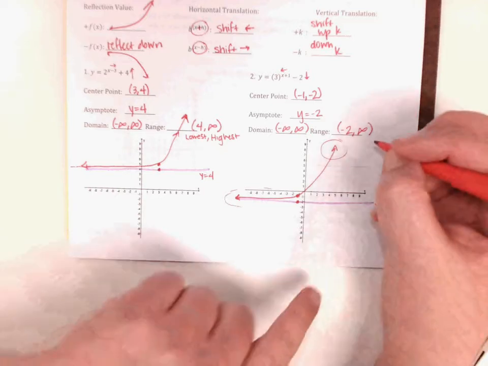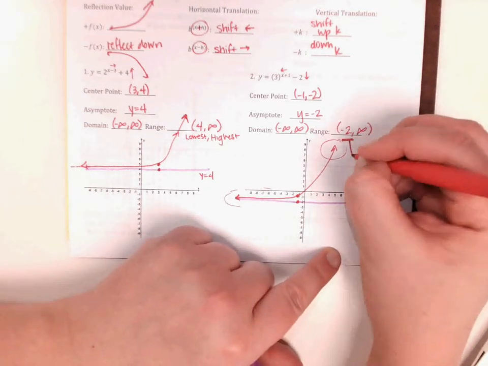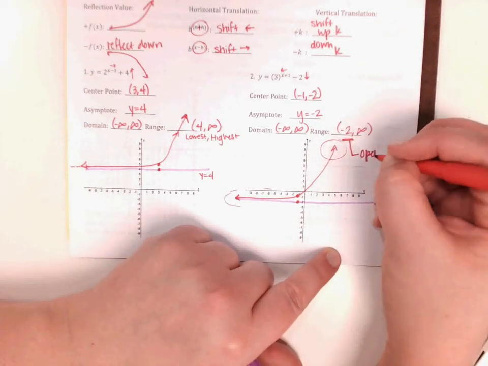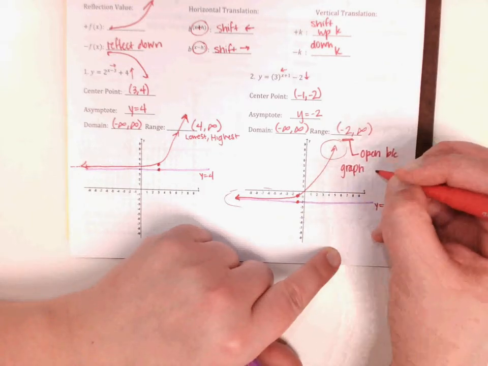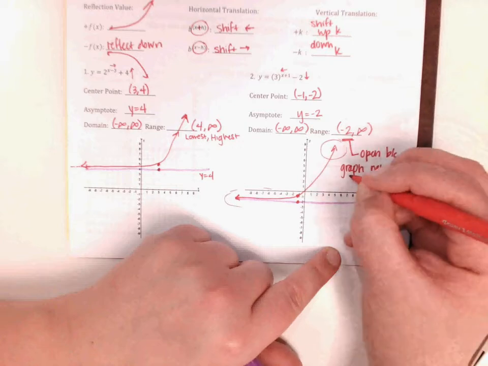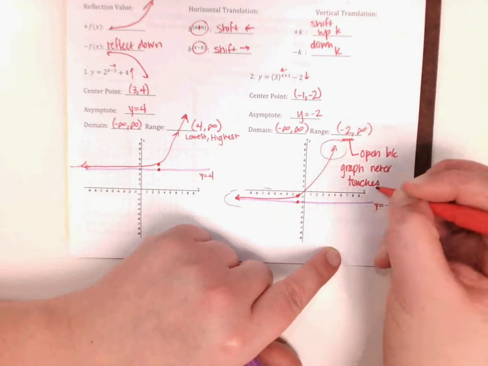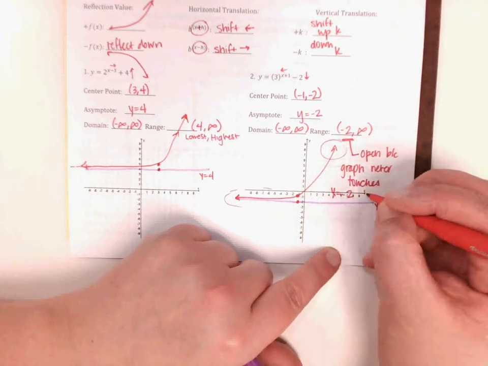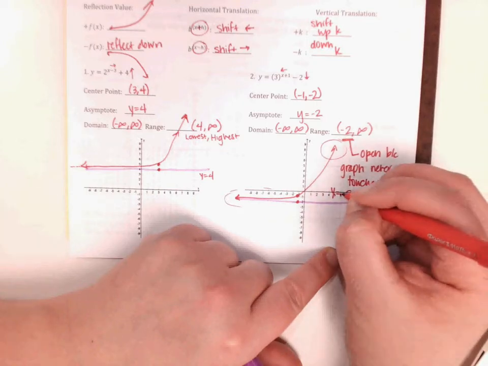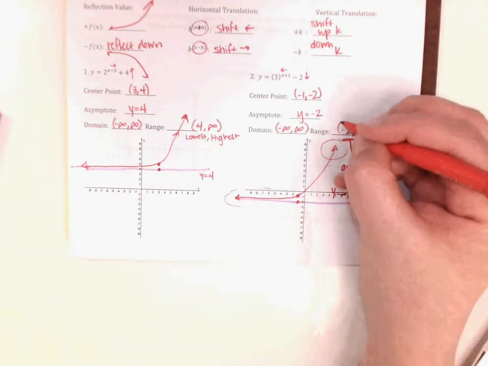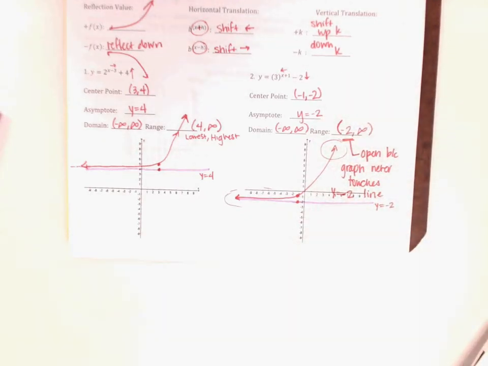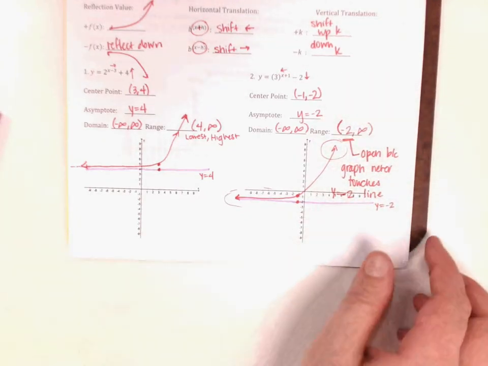Okay, also remember that we're leaving our -2 open because the graph never touches the y equals -2 line. Okay, it never touches the y equals -2 line. That's how come we're leaving that open with a parentheses instead of closing it with a bracket. Okay, when you're ready, turn over to the back side.